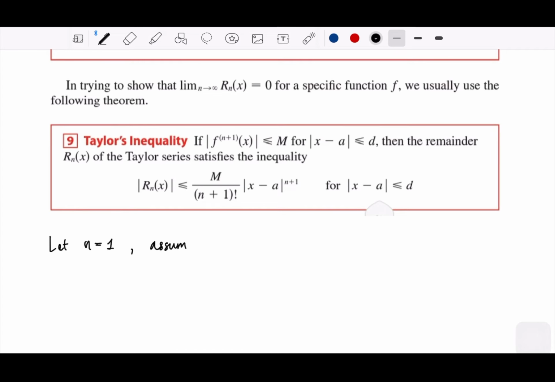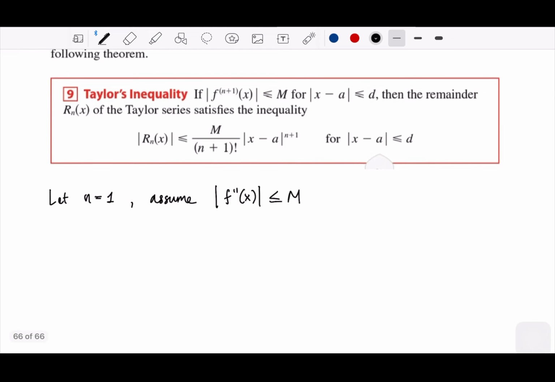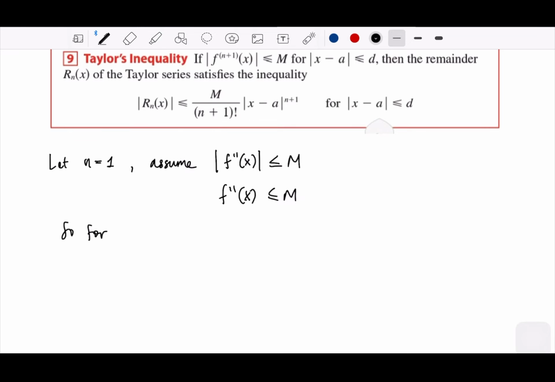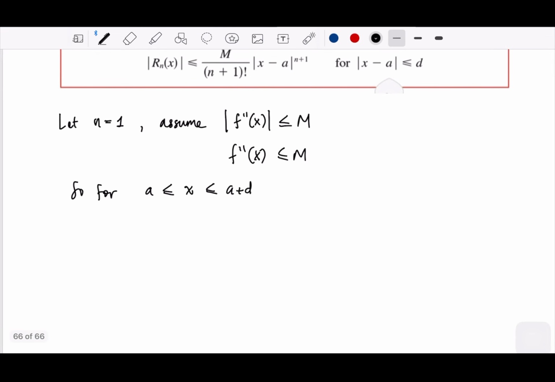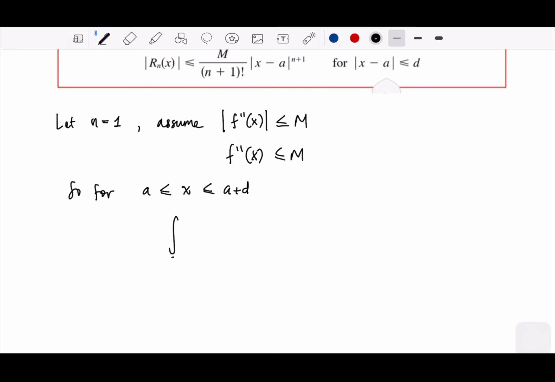And let's assume that the absolute value of the second derivative of f(x) is less than or equal to M. M is just a finite value that we need to take on these equations. So we have the second derivative less than or equal to M, for x from a until a plus d, so we have some distance, some interval. So if we integrate, the integral of f double prime t dt is less than or equal to the integral of M dt. So we integrate with respect to t.